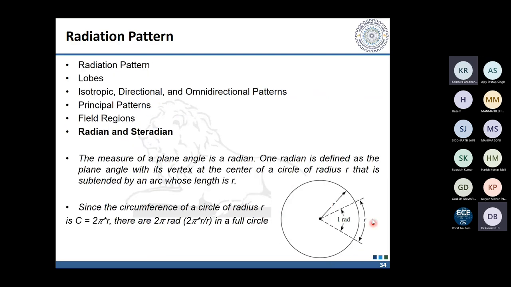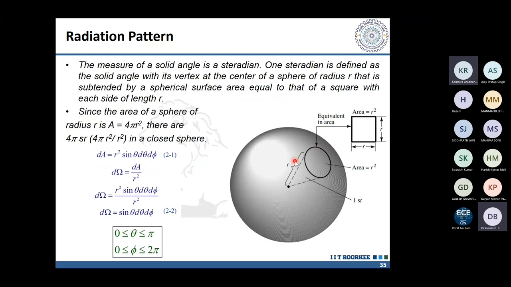Here the arc length was equal to the radius of the circle. Here this area is equal to r squared, where r is the radius of the sphere. So that is the definition of a steradian. Please go through this once again, because the solid angle steradian will be very widely used in this course.